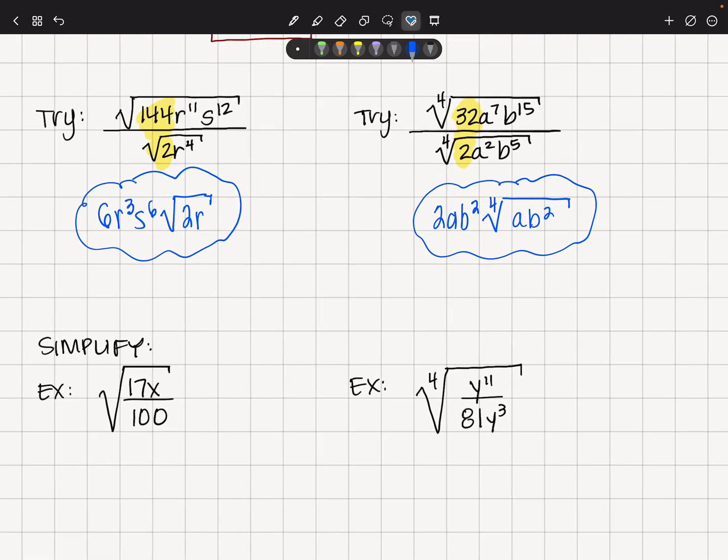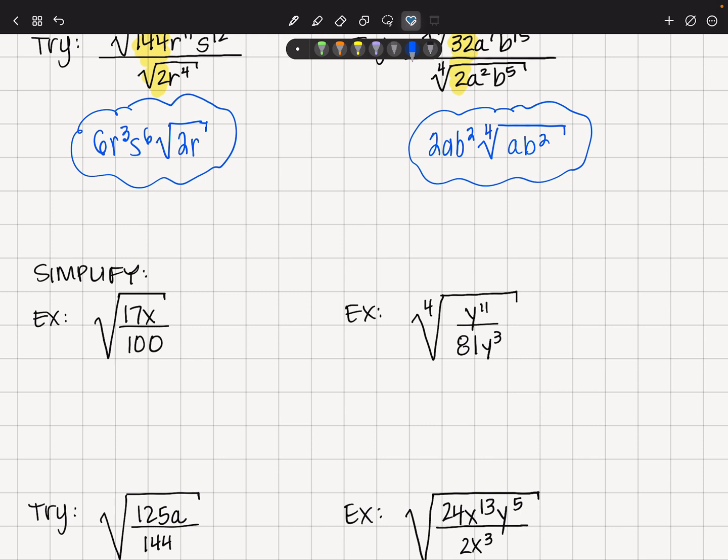Now in the next video, we're going to work with problems like these where it doesn't say to divide first, because dividing first is not going to get us to where we need to be.